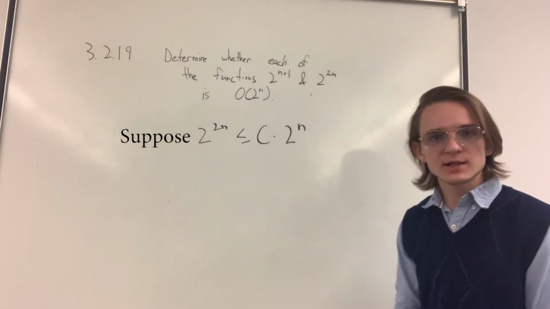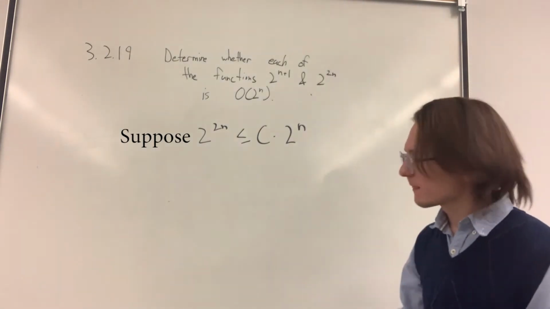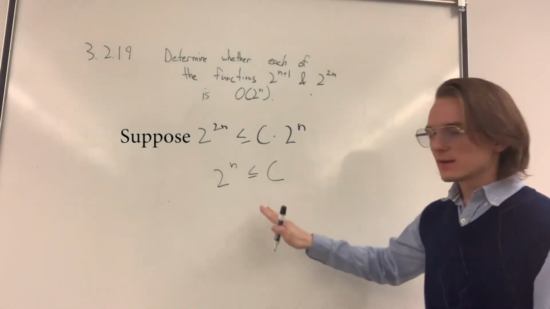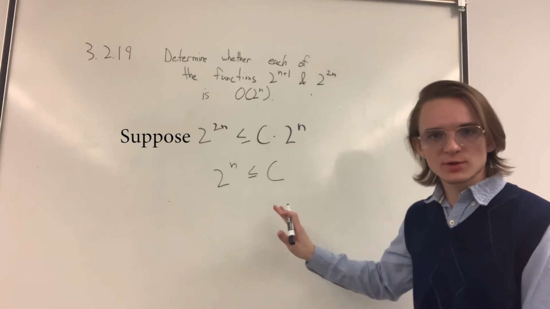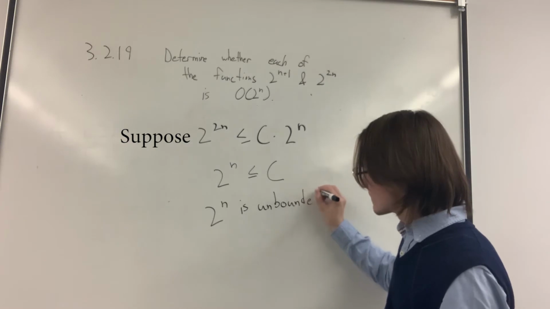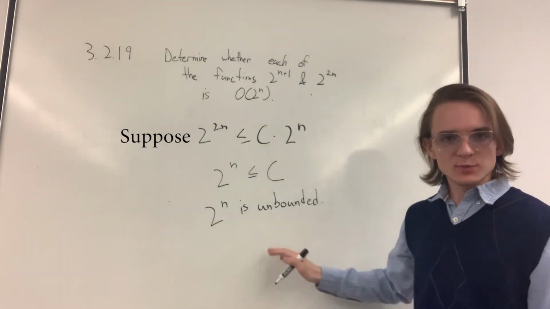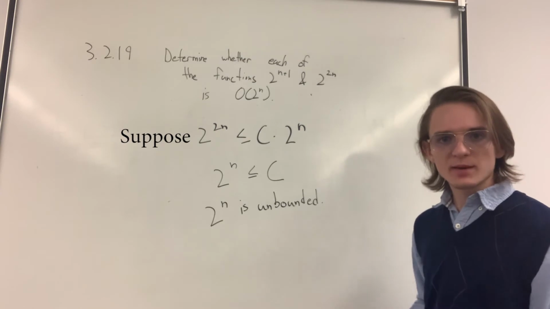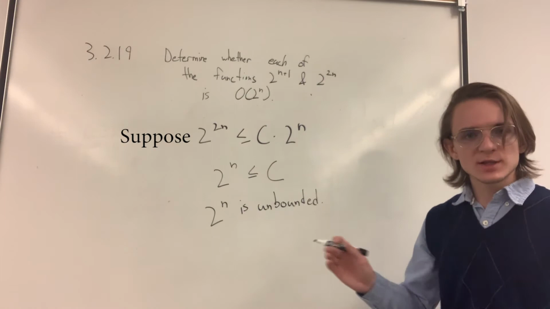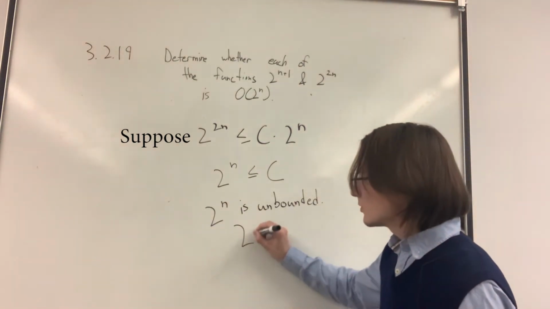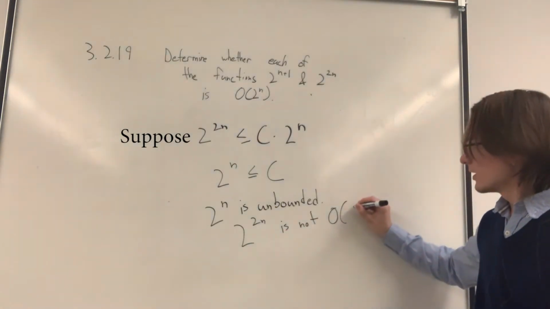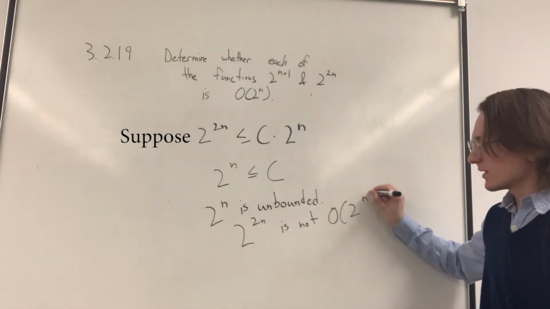Well, let's divide both sides by 2 to the power of n. And what do we get? We get 2 to the power of n is less than or equal to c. And at this point, we see that this is absurd, right? Because 2 to the power of n is unbounded. For the same reason as the previous problem, where we had something that was unbounded, this is also unbounded, which is a contradiction to our assumption. And what this means for this problem is that 2 to the power of 2n is not big O of 2 to the power of n.